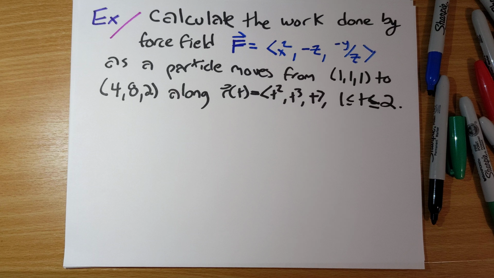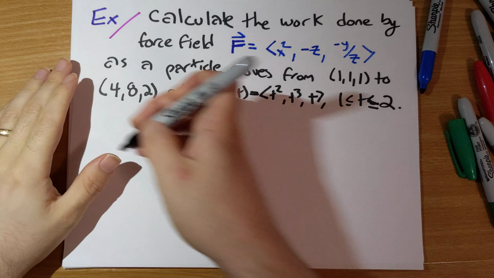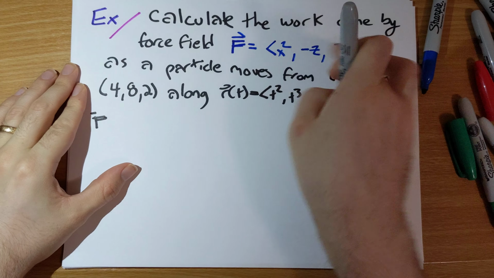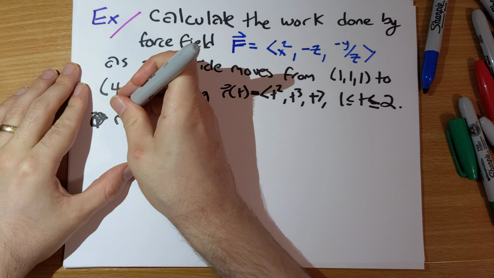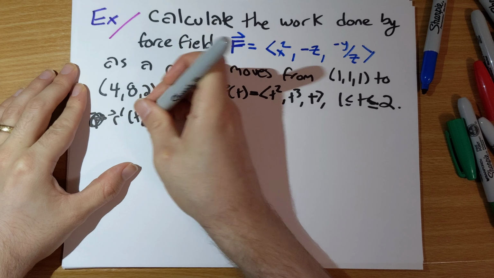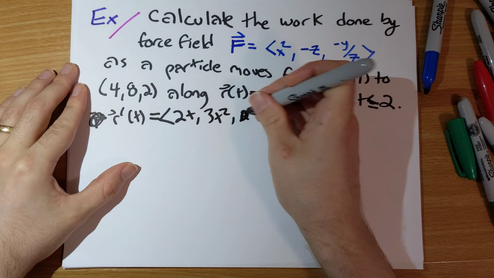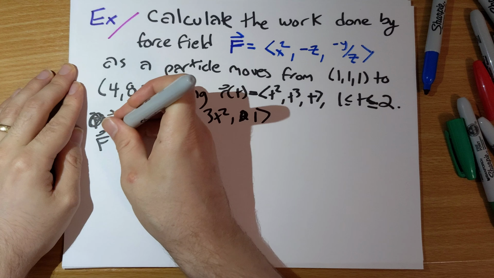So calculate the work done by the force field that's given here as a particle moves from (1,1,1) to (4,8,2) along the curve r(t) given by this right here. All we have to do is, okay, so this is our F. We have our r(t) given to us. Life is great. We know we need r'(t): 2t, 3t squared, and 1. We know we need F of r(t).